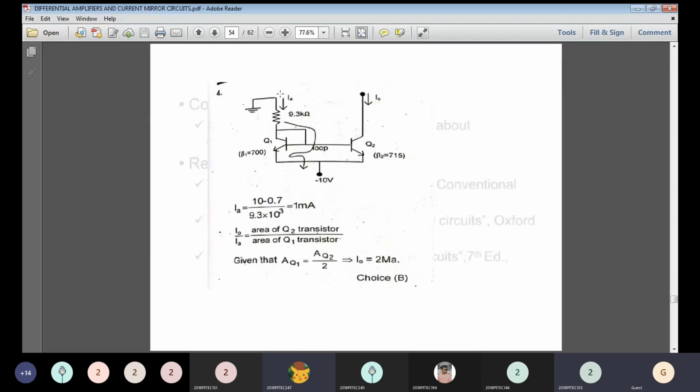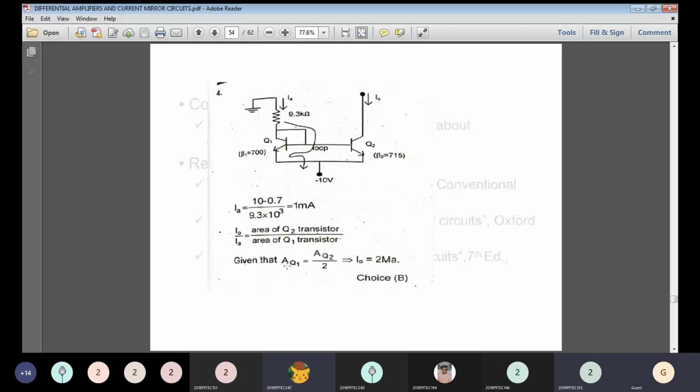So that 1 milliamp is flowing through this loop. In this path, what is the current value flowing? 1 milliamp. So I0 is related to the area of transistor Q2. I0 is collected at the collector of the transistor. This is the output current, right? I0, and this is the reference current. Here the reference current value is calculated. You know the value of IA, 1 milliamp. So 1 milliamp is for the area of transistor 1. In transistor 1, the reference current is flowing, and in transistor 2, the output current is flowing.